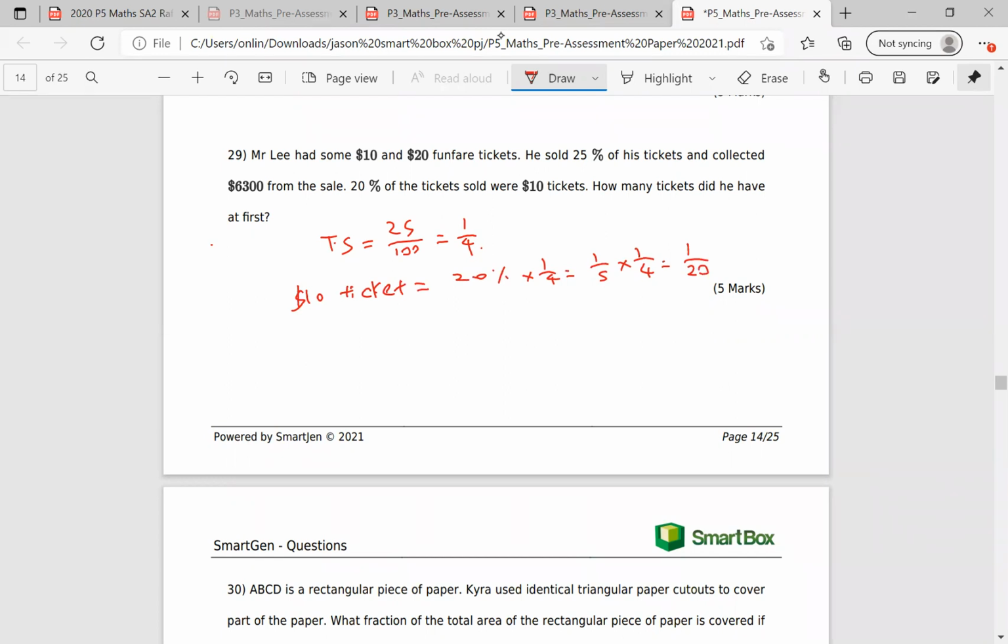So for our $20 ticket, in terms of fraction, it should be equal to 1/4 minus 1/20. If we change the denominator to 20, we have 5, because we times 5 top and bottom. So what we have here is basically 4/20. 4/20 is equal to the $20 ticket. In that way, we will actually get the ratio of the $10 tickets and the $20 tickets.